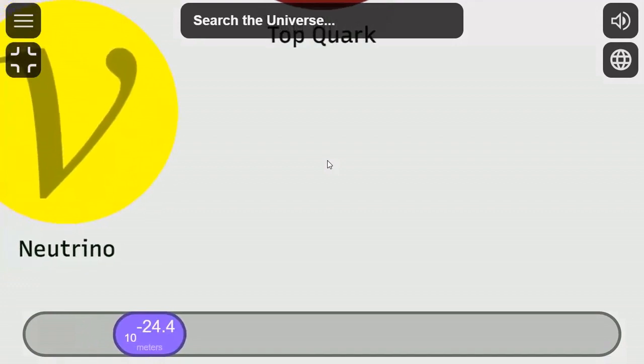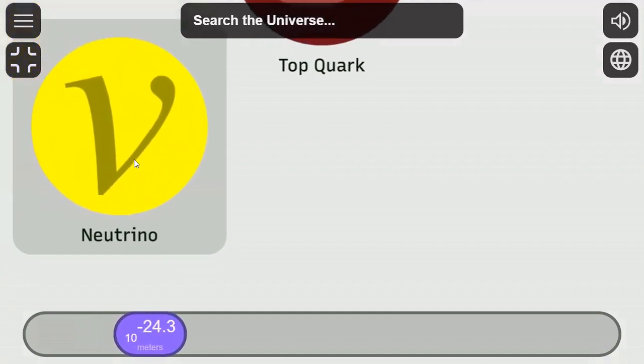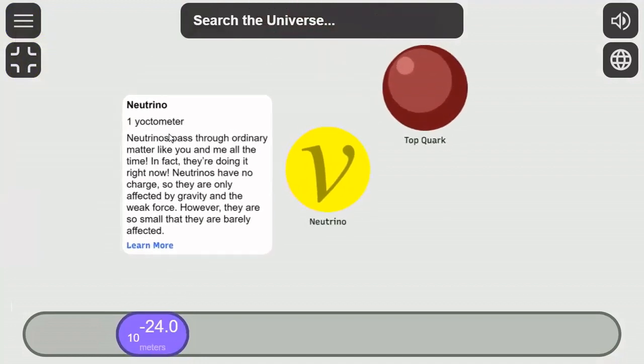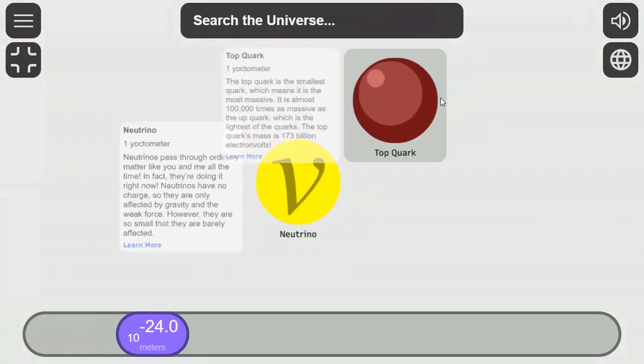Now look at this. Neutrino. Neutrino is about 10 raised to the power minus 24.2. Why a yoctometer? Neutrinos pass through ordinary matter like you and me all the time. In fact, they're doing it right now. Neutrinos have no charge, so they are only affected by gravity and the weak forces. Wow, so interesting. And then look, top quark.